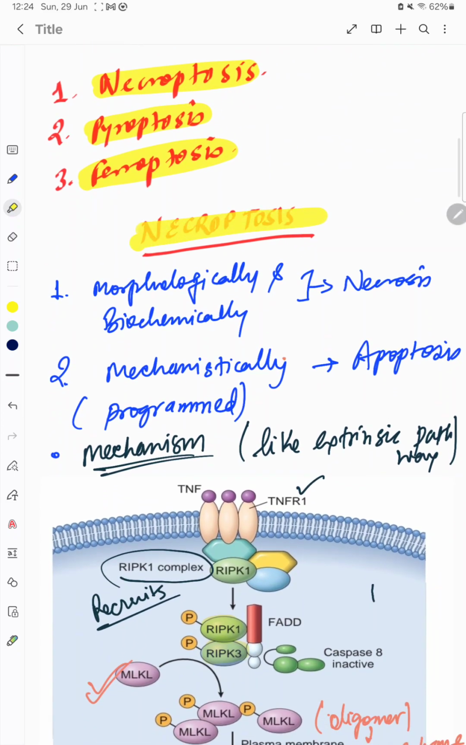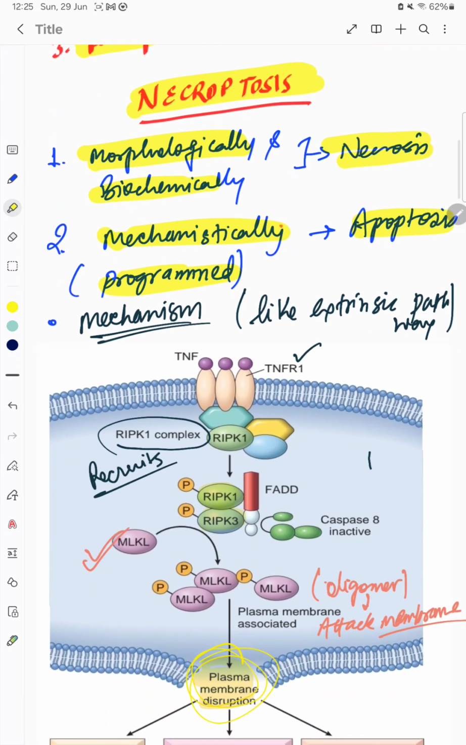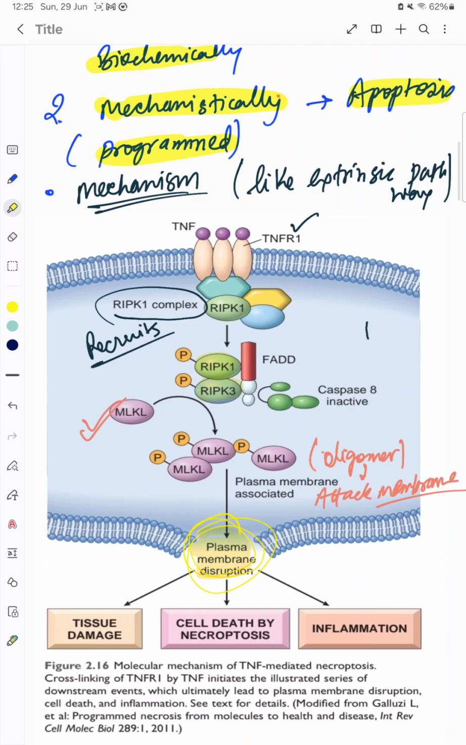So what is necroptosis? Morphologically and biochemically, this is similar to necrosis, as the name suggests, necro plus apoptosis. And mechanistically, it is a programmed cell death, similar to apoptosis. So what is the mechanism of necroptosis? More or less this behaves like the extrinsic pathway of apoptosis.